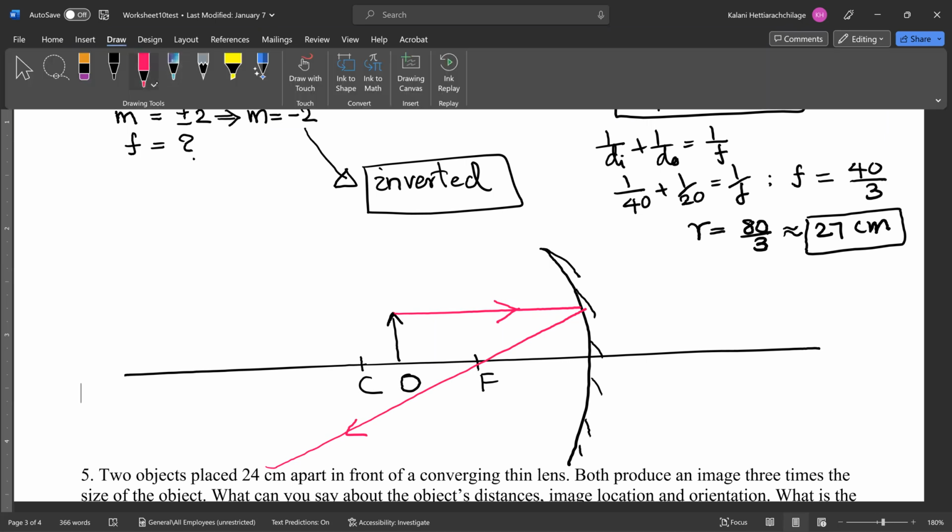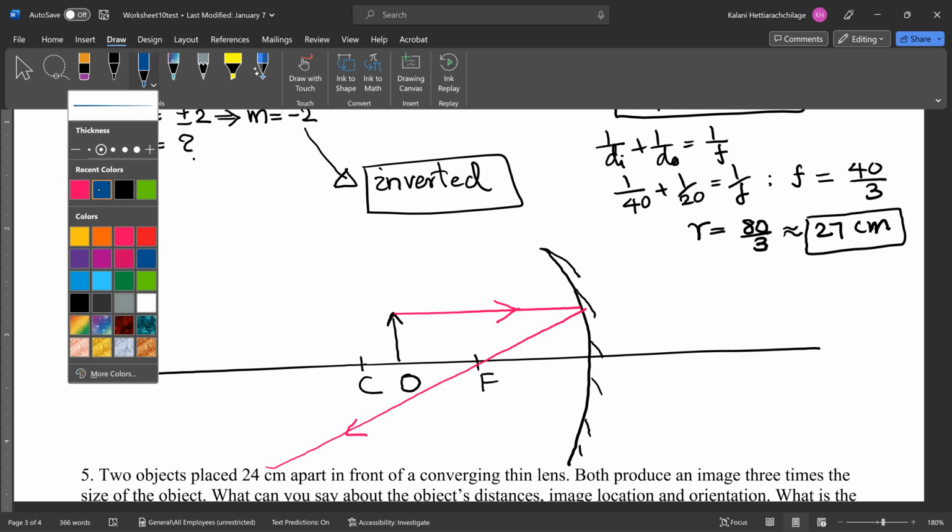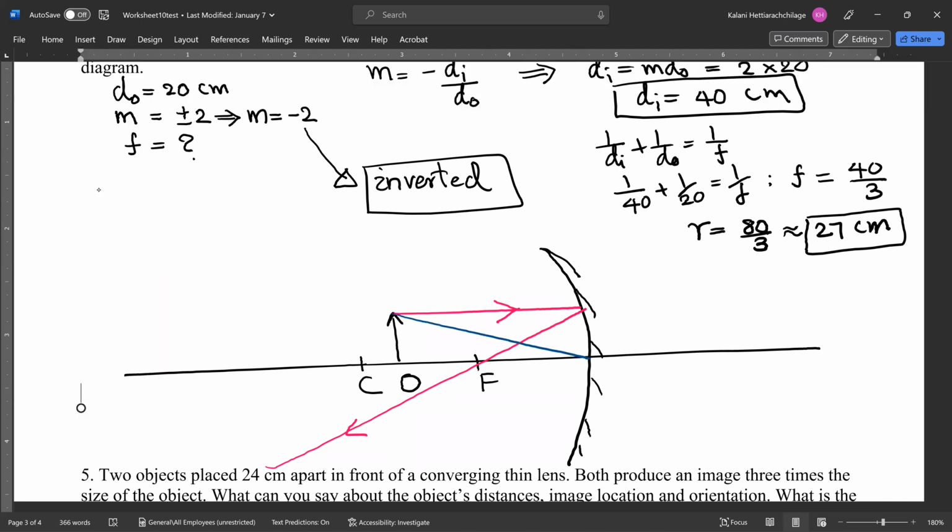And let's draw the second one, exactly the same ray that we have drawn for the convex mirror. So you're going to send the light to the center, right? And then that is going to be reflected with the same angle, the same angle as the incident, right?